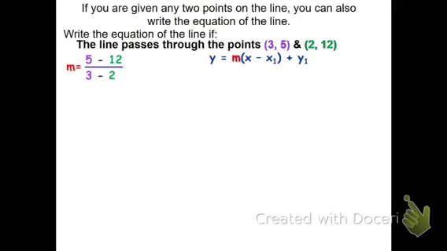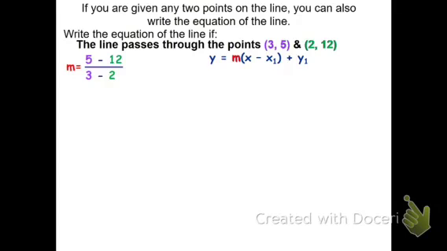Now you could reverse the order at the top, but then you'd also have to reverse the order at the bottom. We could also say the slope is going to be 12 minus 5, but then on the bottom we'd have to go 2 minus 3. The order matters. It's always the change in y over the change in x, but when you do the coordinates, you just got to go in a certain order. Whatever order you pick on the top, same order on the bottom.